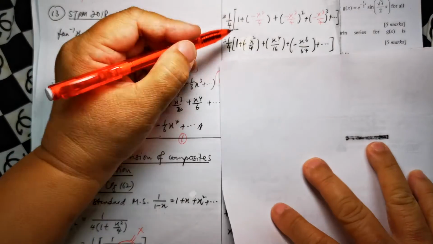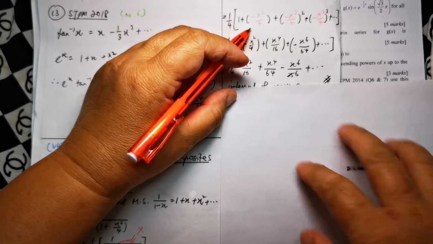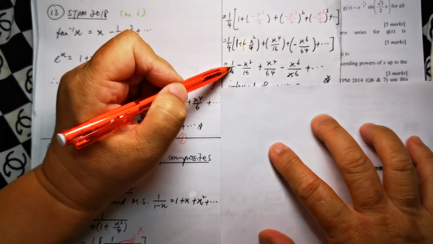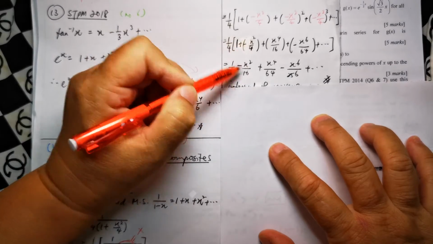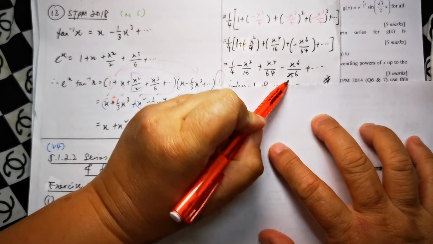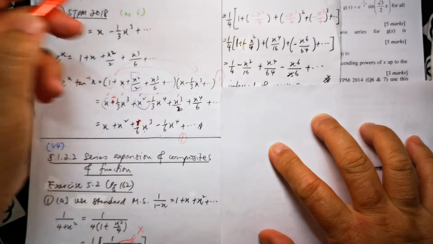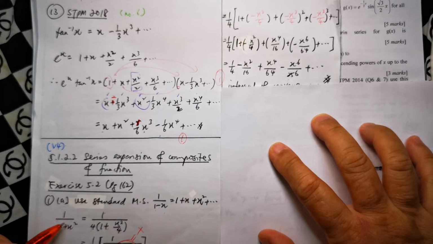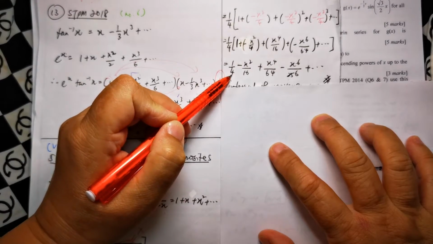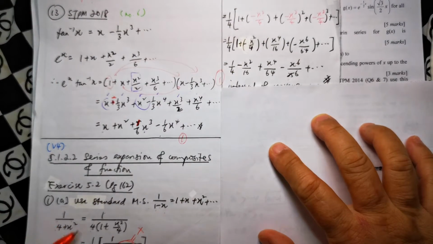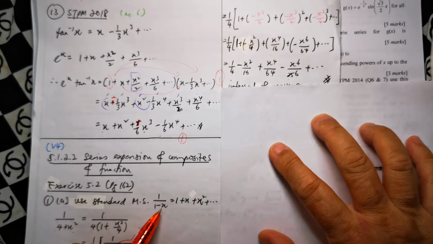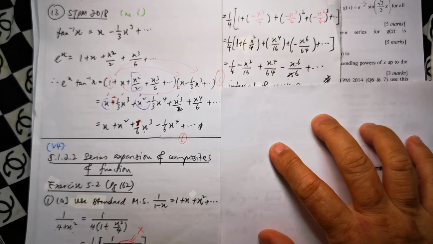Now we multiply 1 over 4 in. So 1 over 4 multiply 1, multiply in, multiply in, multiply in. Now you get this, 1 over 4 plus x squared and so on. This is the expansion for this function by using this standard Maclaurin series. This is what we mean by series expansion of a composite function. So this is actually a composite function of this thing.